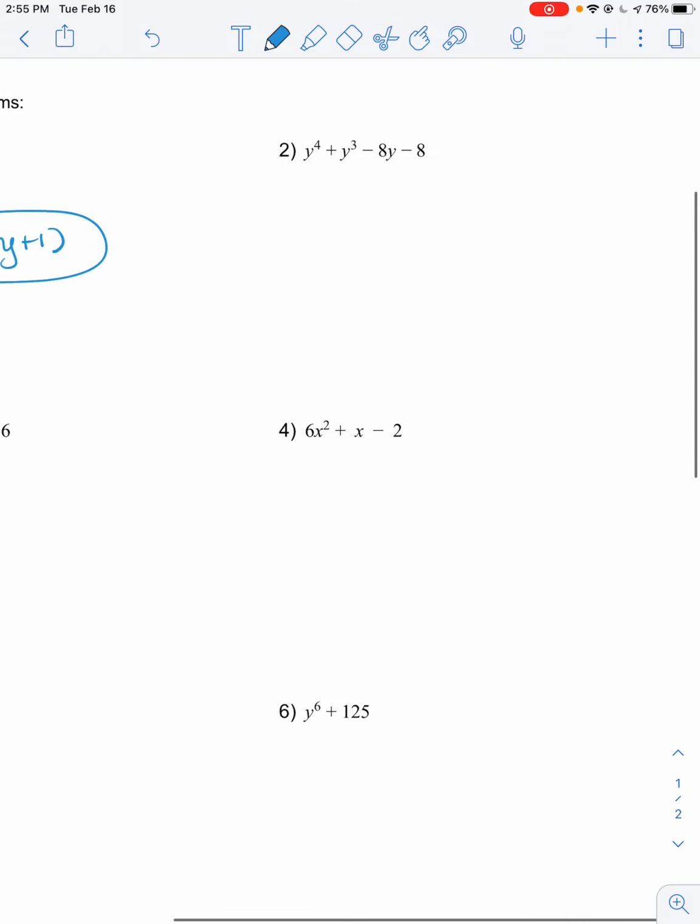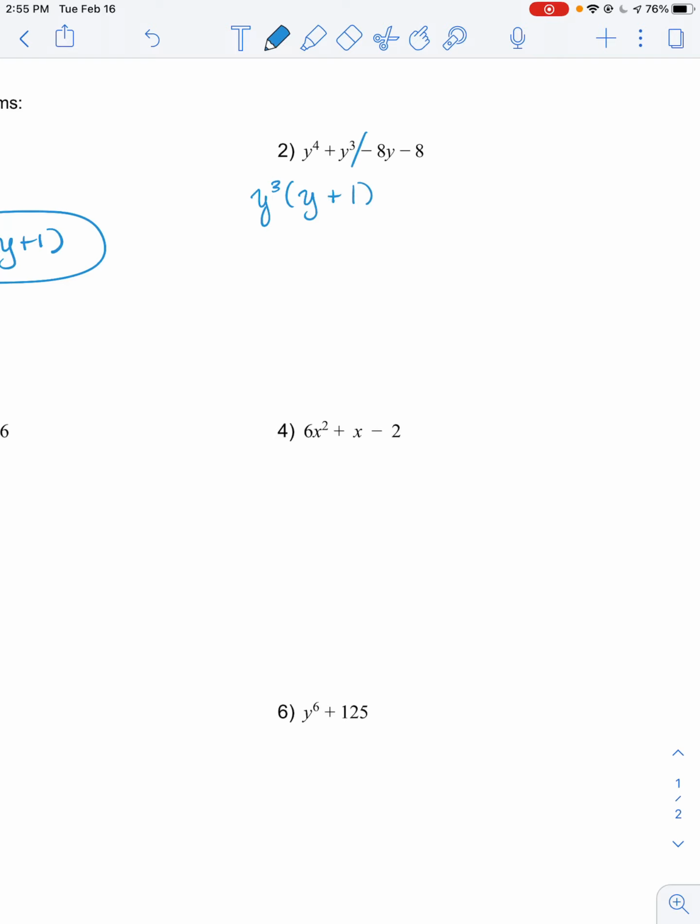When I'm looking at number 2, this is a four-term polynomial, and we said in Math 21, our four-term polynomials can be factored by grouping. So the GCF of this first group is y cubed, and I'll get y plus 1. The GCF of the second group is negative 8, and I end up with y plus 1. So the GCF of this group is y plus 1. What's left over is the y cubed minus 8.